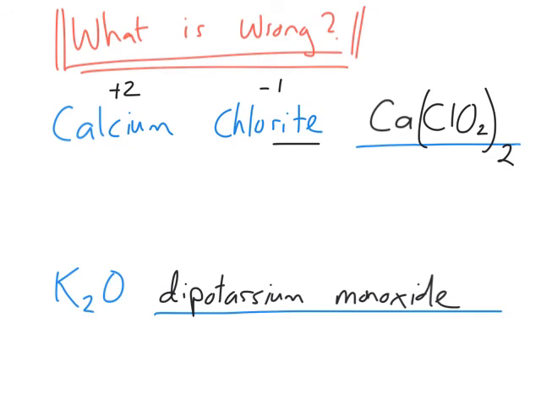Yep, you got it. Somebody used prefixes when there was a metal first. This just becomes potassium oxide. There's no need to use prefixes for ionic naming, only in covalent.